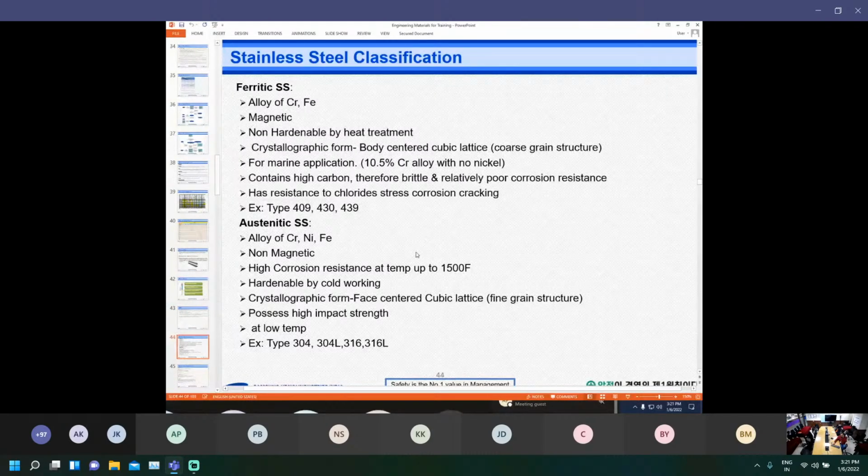Ferritic steel. How does ferritic steel look? It is magnetic, it is a non-hardenable by heat treatment material, and it is a BCC structure, coarse grain structure.